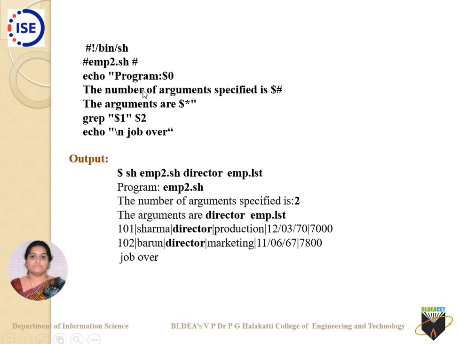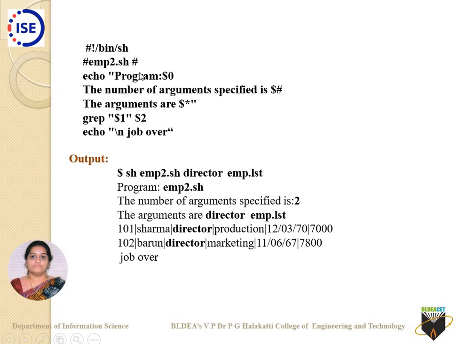Now I have come across an example for the same. A simple example, emp2.sh, I have taken. Program $0, keep that in mind. This is the first command line argument I am using, and in echo I start my quotes here and end my quotes here. Within a single pair of quotes I am writing all of this: the number of arguments specified is $#, the arguments are $*. What I want to do is grep $1 $2, then echo job over. This is the shell script I have written.